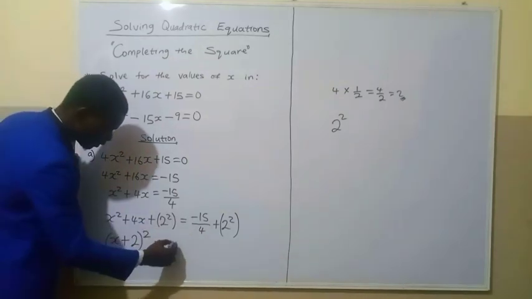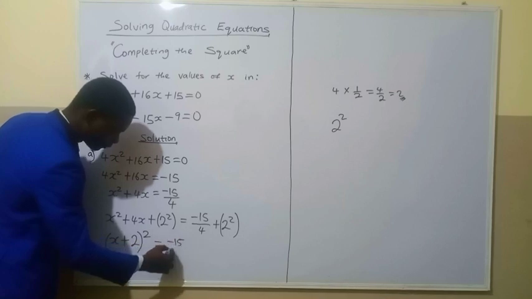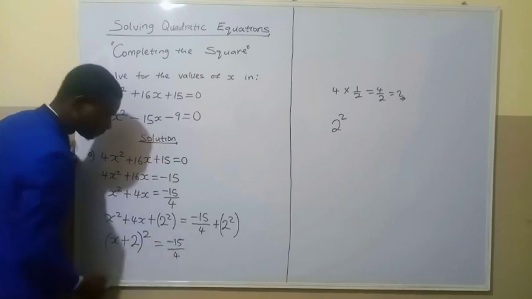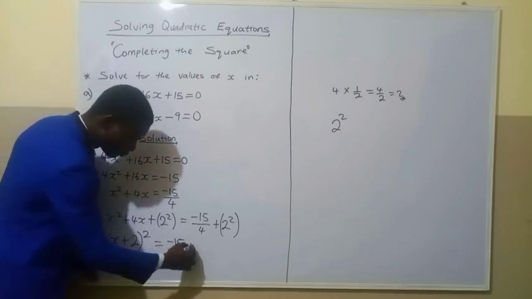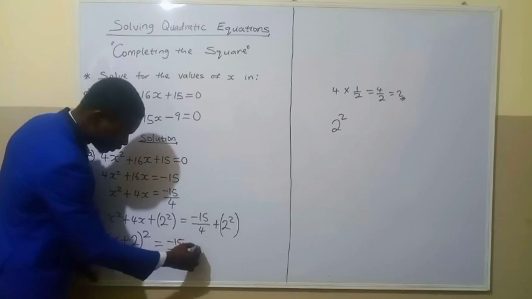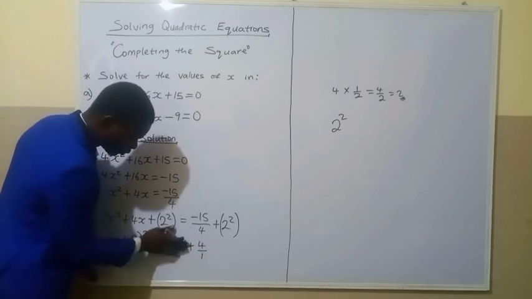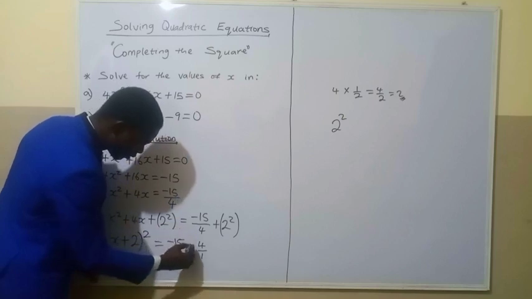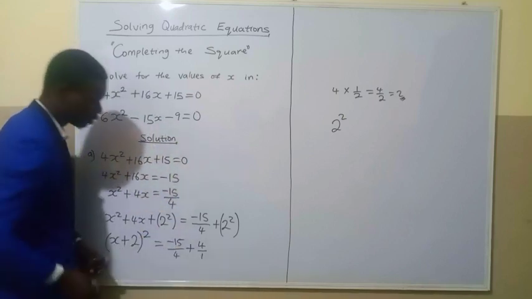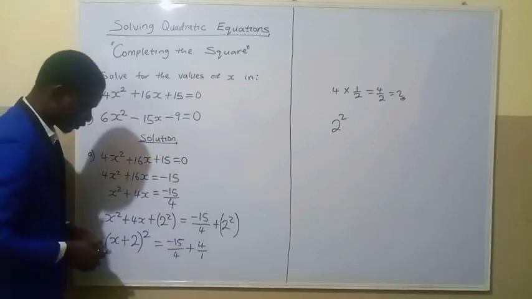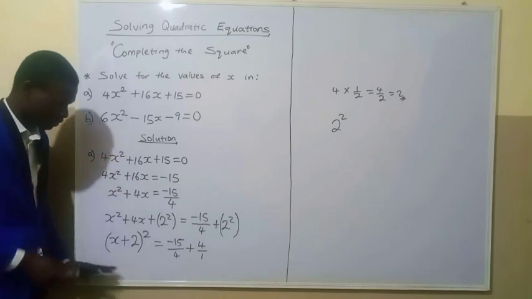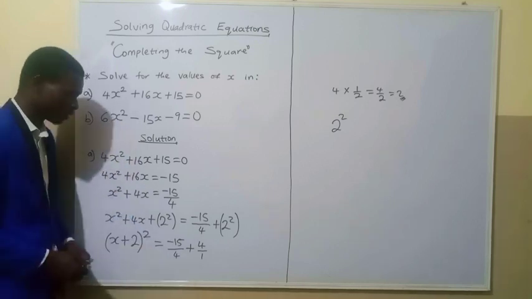And this is negative 15 over 4 plus 2 squared, actually, is what? Is 4. And the denominator is what? Is 1. So 2 squared is 4, over the denominator, which is equal to 1. So I've completed the square on the left hand side. Let me evaluate fully the right hand side.